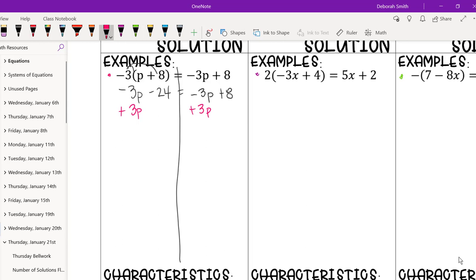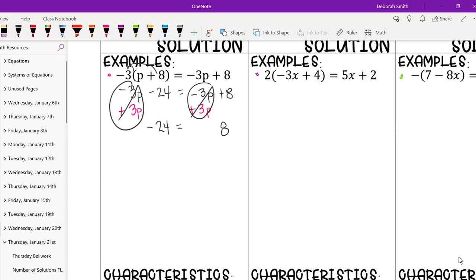And once I do that, what I'm left with is negative 24 equals, because this zeroes out, this makes 0 as well, and I'm left with negative 24 is equal to positive 8. What just happened? I have negative 24 equals 8. When will that ever be true? Never. That will never ever be true. That's a false statement. Negative 24 is not equal to 8.